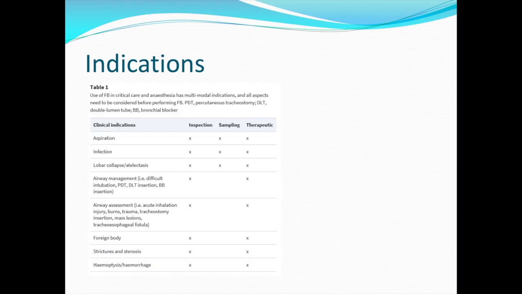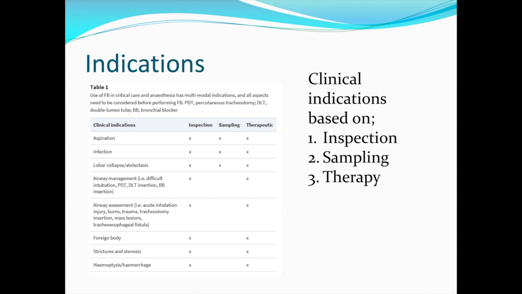I'm now going to talk to you about the indications of flexible bronchoscopy. Flexible bronchoscopy is used in critical care and anesthesia for a multitude of different indications, and here you can see there is a table which lists these. The clinical indications are based on a triad of inspection, sampling, and therapy. I'm going to talk to you first about aspiration.